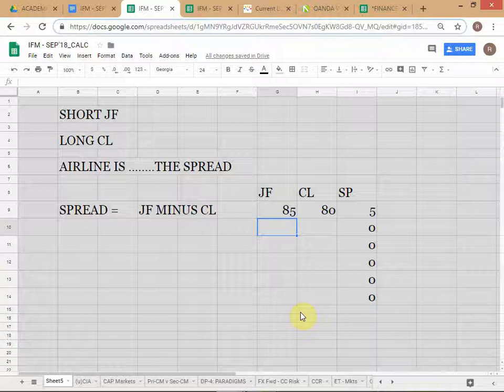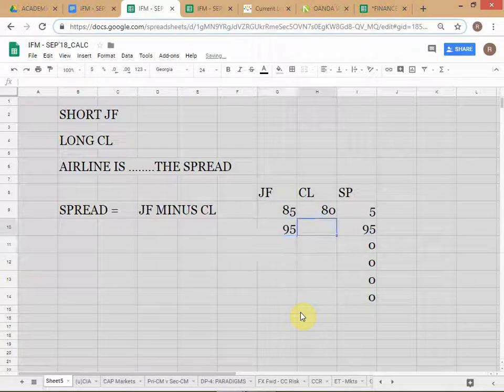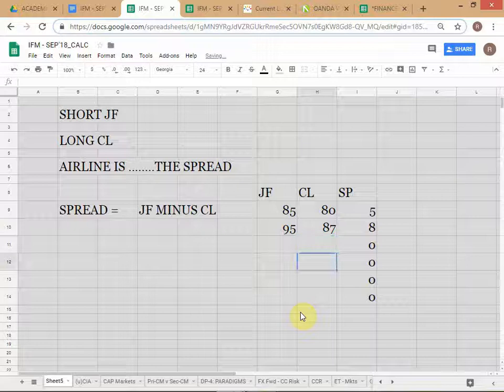So now Mansi is saying that, let's say, jet fuel has gone up by $10, but the crude oil has gone up only by $7. Okay, so think about it. What will happen now? Now think about the components of the spread. There are two components: short jet fuel and long crude oil. So now how much are we going to lose on the short jet fuel position? $10 we are losing on the short jet fuel position. Okay, and then here, how much are we going to make?